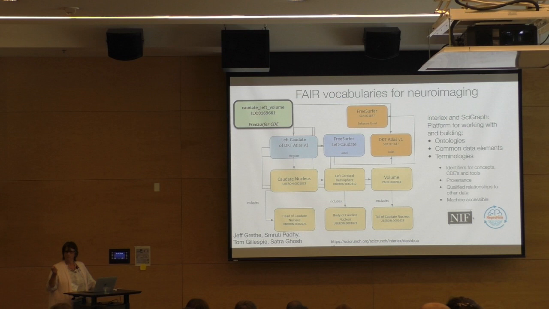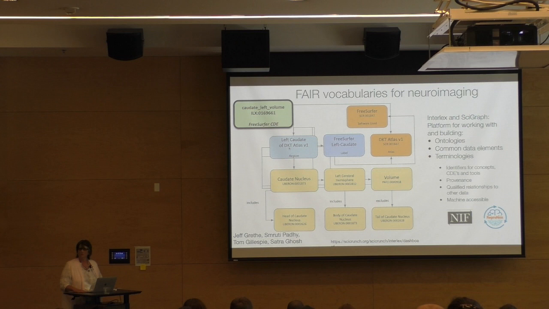And you can see it's not a trivial thing, right? Because we have something called the caudate nucleus, which is a real structure, or right here is a real structure. This is the sort of platonic one. We have the caudate nucleus that FreeSurfer talks about, right? We have left and right. We have the caudate nucleus that the Atlas talks about. And this type of reconciliation is extraordinarily difficult, time-consuming, and slow.